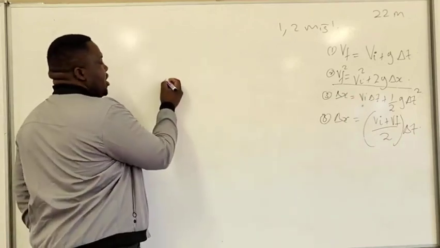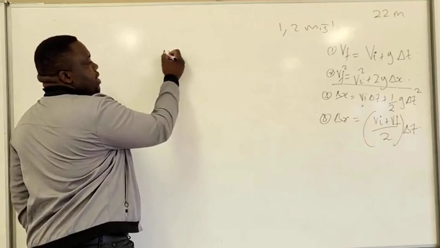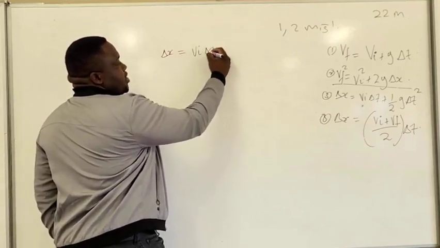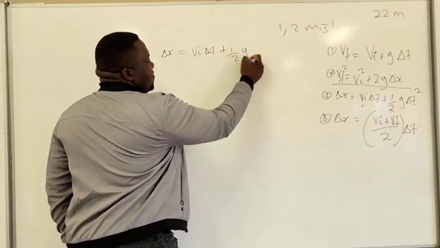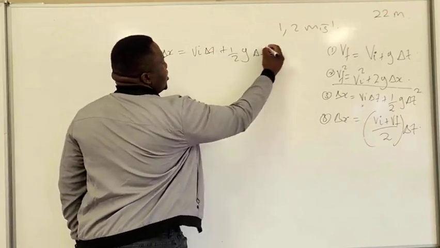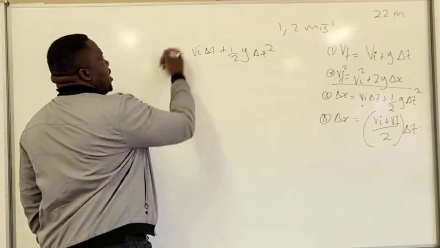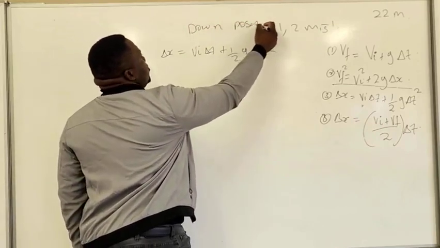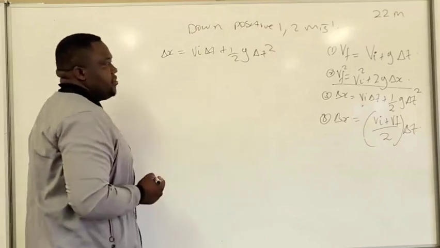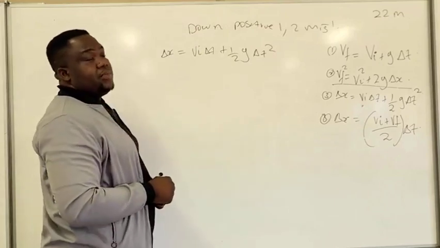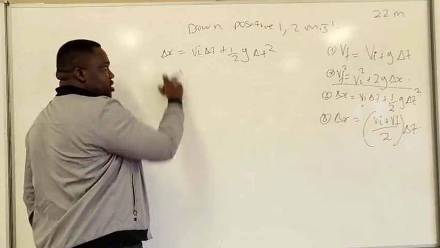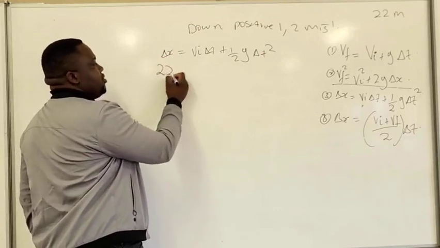So we are going to say the displacement is equal to the initial velocity multiplied by the change in time plus half gravitational acceleration times change in time squared. Then we take down as positive. Do we have the displacement? Yes, we do. The ball traveled 22 meters down, so we're going to have 22.